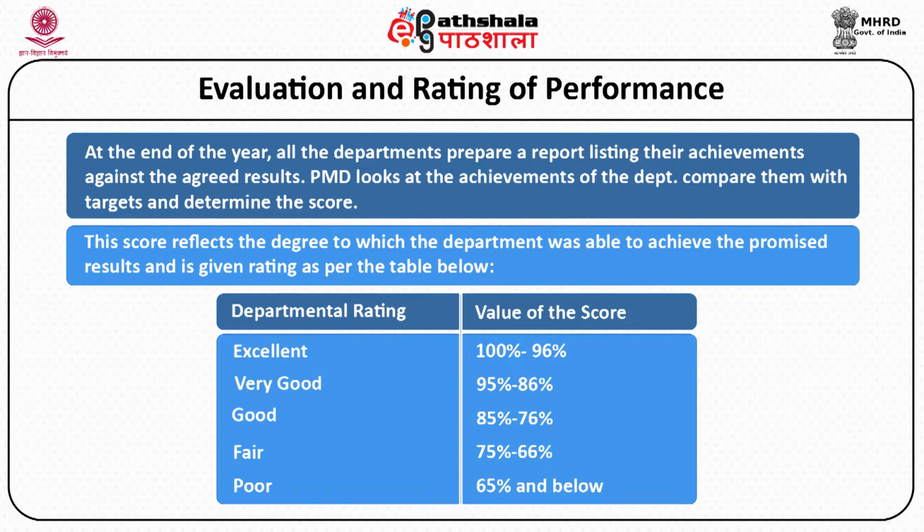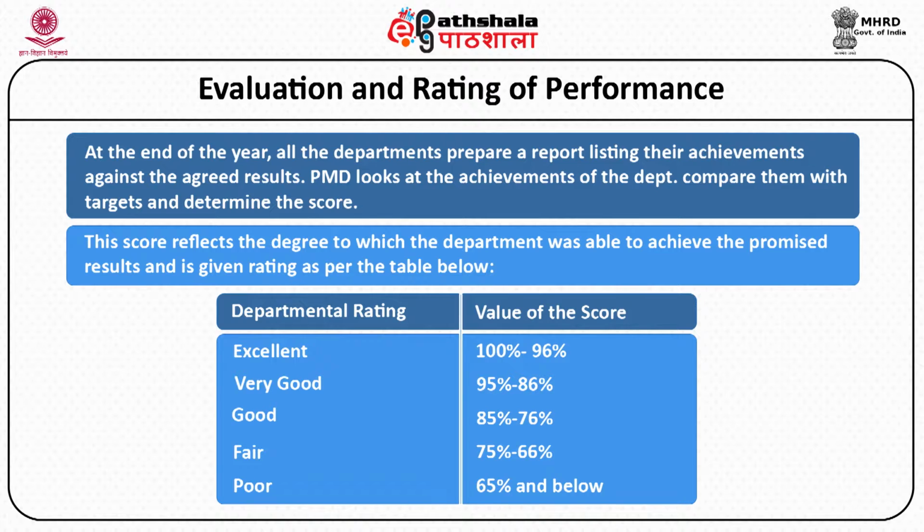Departmental rating includes excellent, very good, good, fair, and poor. In the case of excellent, it is 96% to 100%. It is 86% to 90% in the case of very good, 85% to 76% in the case of good, 75% to 66% in the case of fair, and 65% and below in the case of poor performance of a particular department.